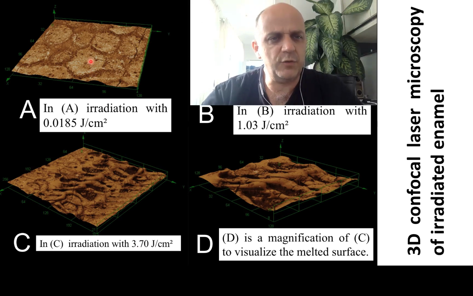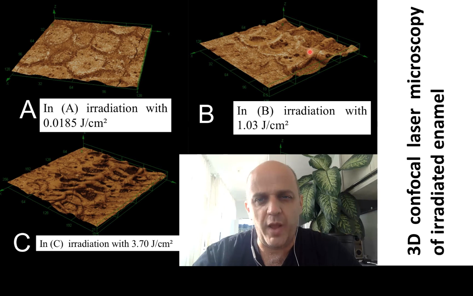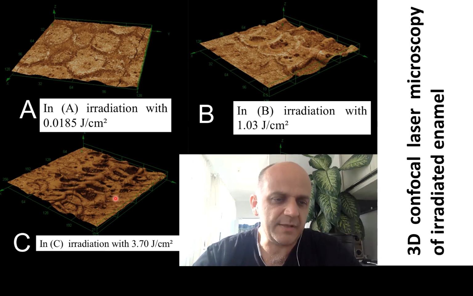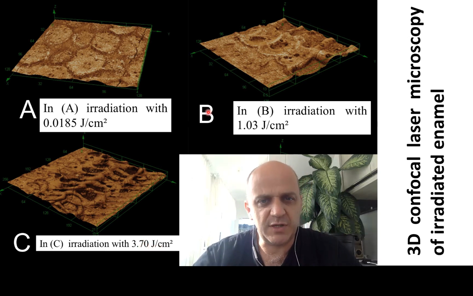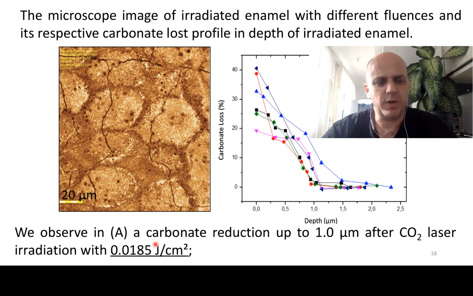In the first fluence, you have a mark from the laser beam. After that, you have some wave profile, and this profile is more present in the 3.7 joules per square centimeter. It is possible to observe also in this group and this group here some melted surface. For the first group, when we irradiate with 0.0185 joules per square centimeter, we can observe here for the samples the carbonate loss.